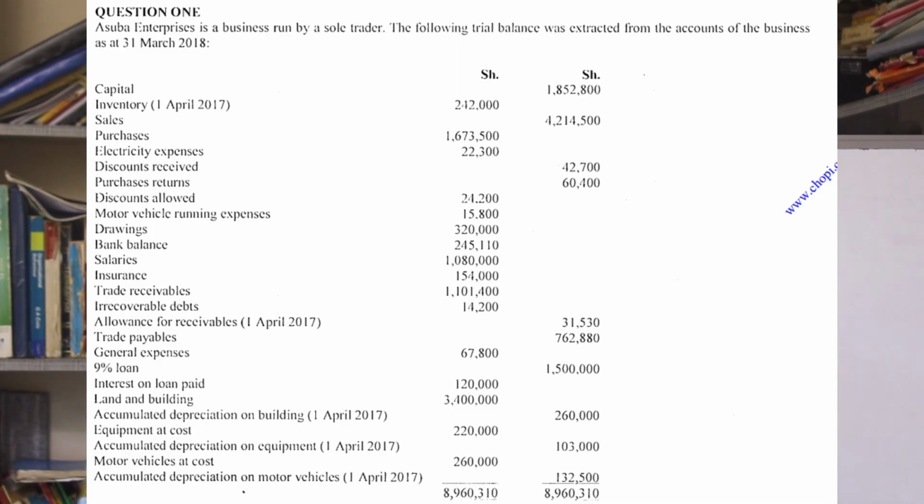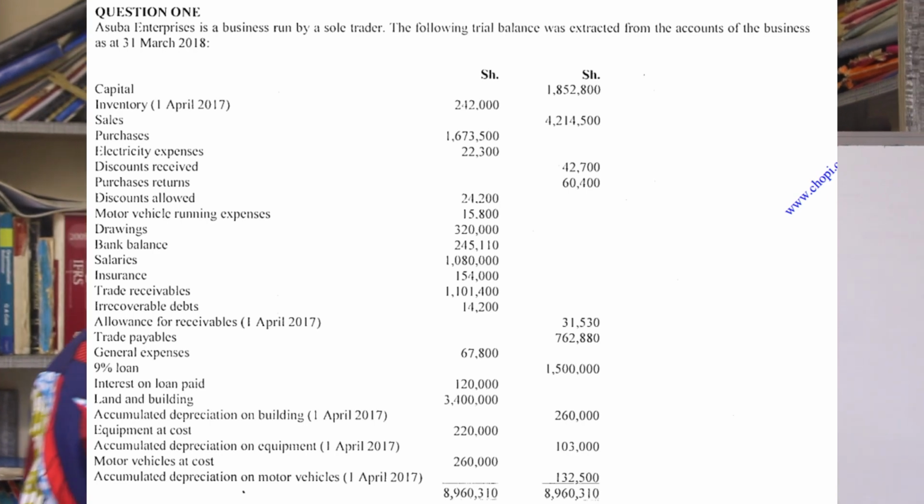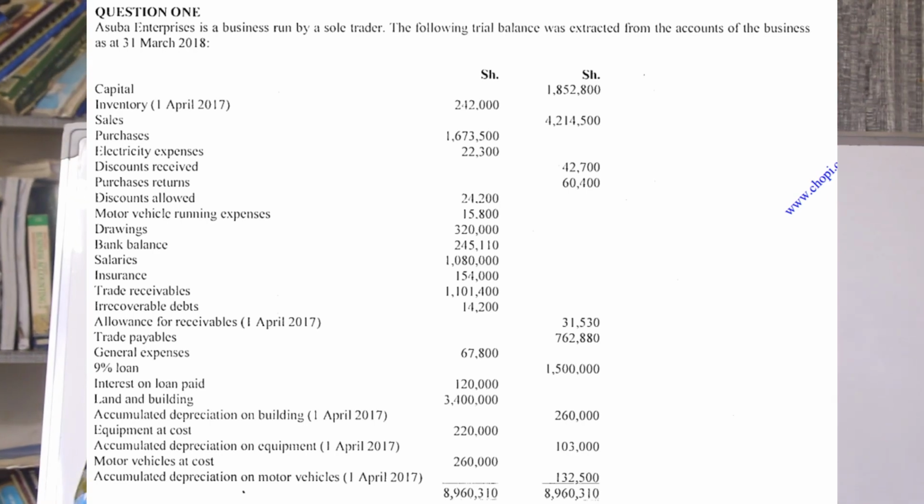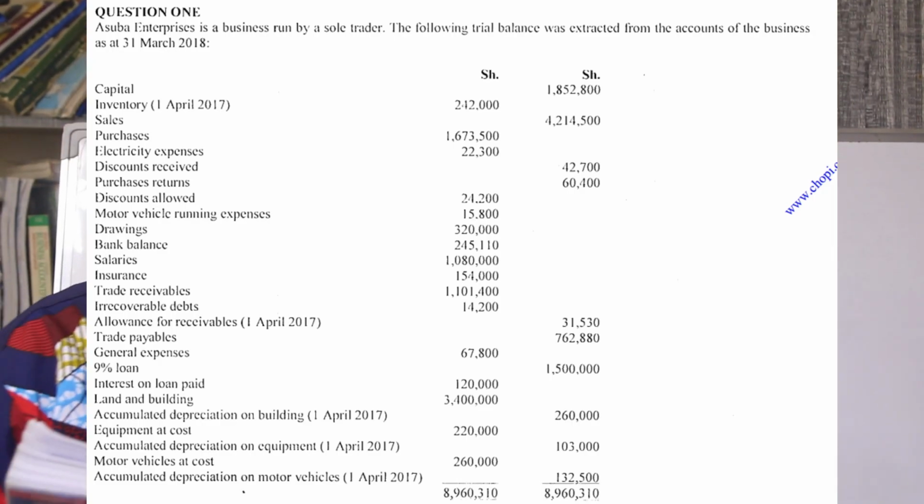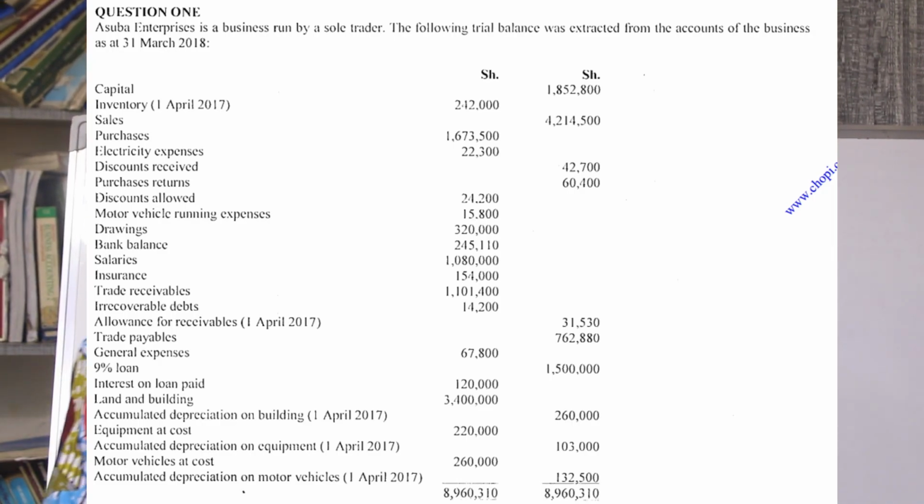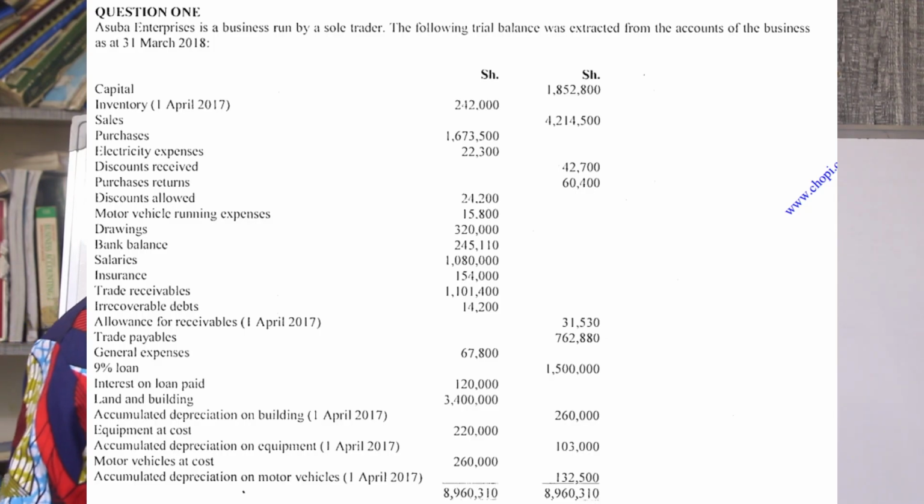And as you read through the question, you are already formatting your answer in your head. You're already realizing the items to include and where every one of those items falls. So discount allowed, we know it's an expense, 24,200. Motor vehicle expenses, 15,800. Drawings, 320,000. Bank balance 245,110, salaries, insurance, trade receivables, irrecoverable debts.